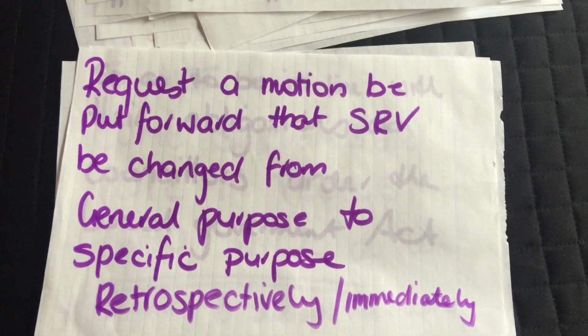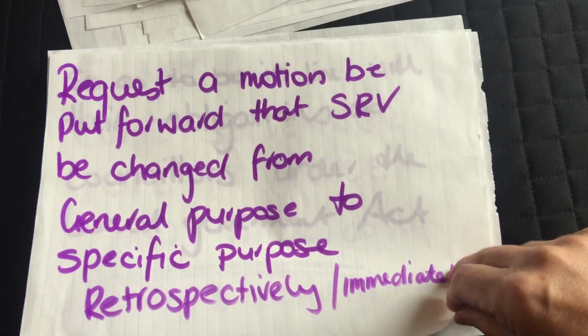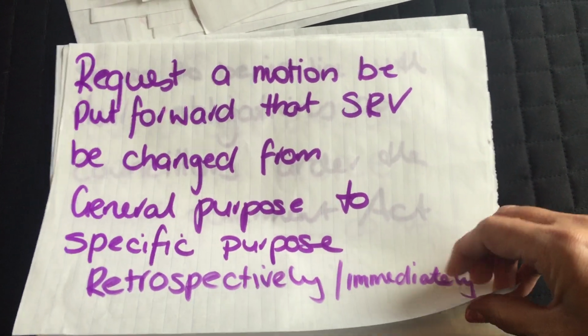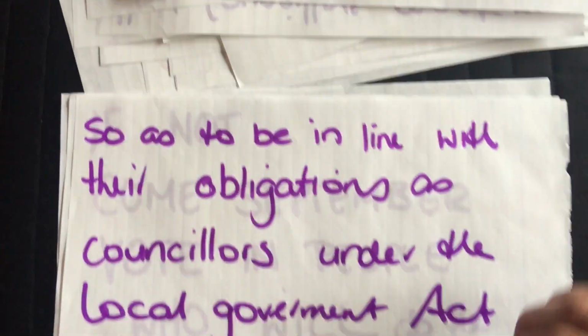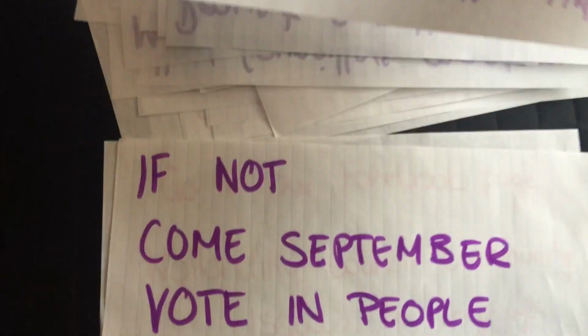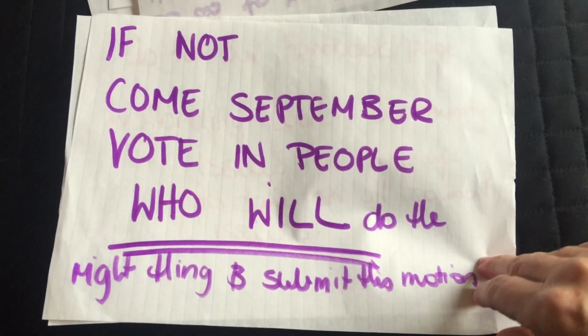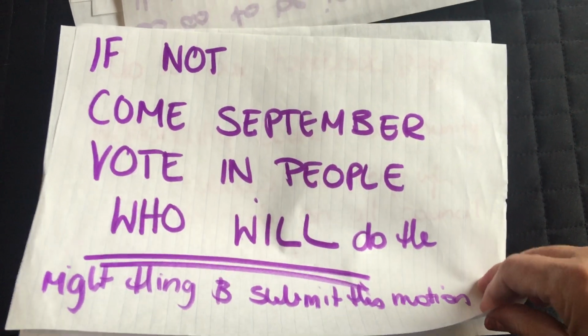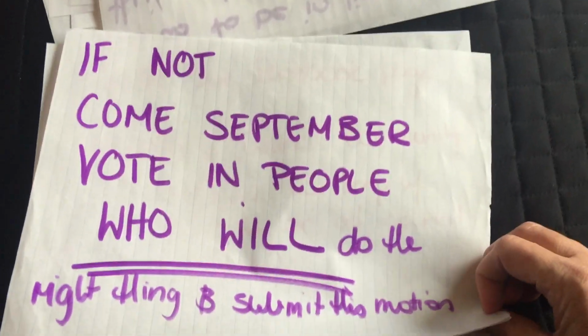Request a motion be put forward that SRV be changed from general purpose to specific purpose retrospectively and immediately, so as to be in line with their obligations as to councillors under the Local Government Act. If not, come September, vote in people who will do the right thing and submit this motion and hopefully pass it.